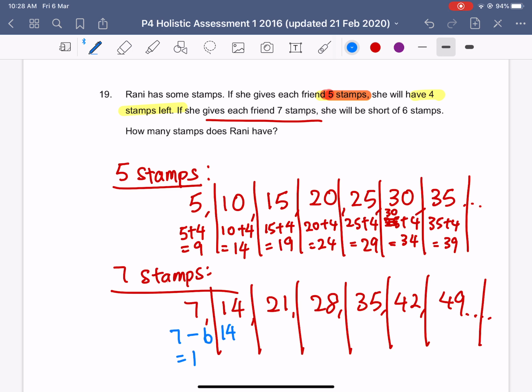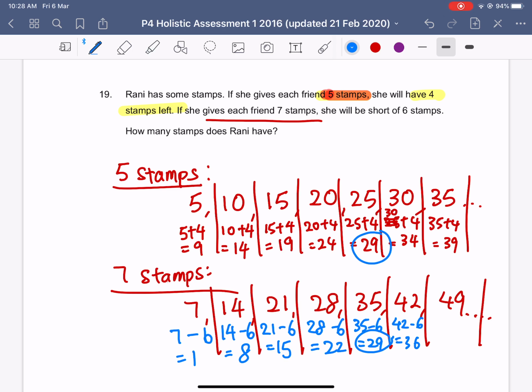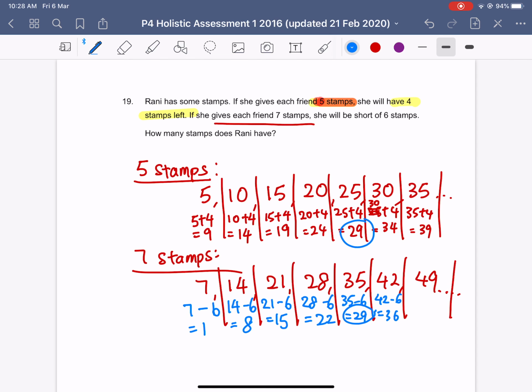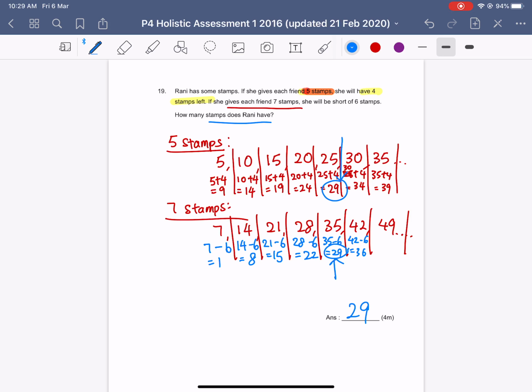Here, 14. If she gives out 14, she's actually short of 6. So 14 minus 6 is 8. She only has 8 stamps, not 14, because she's short of 6. If you follow the pattern, you will get all these numbers out. She's short of 6 forever. Now you notice that there are numbers that repeat: 29. So this tells us that Rani only has 29 stamps. This is like solving a puzzle with all the clues you're given. So 29 is the answer.